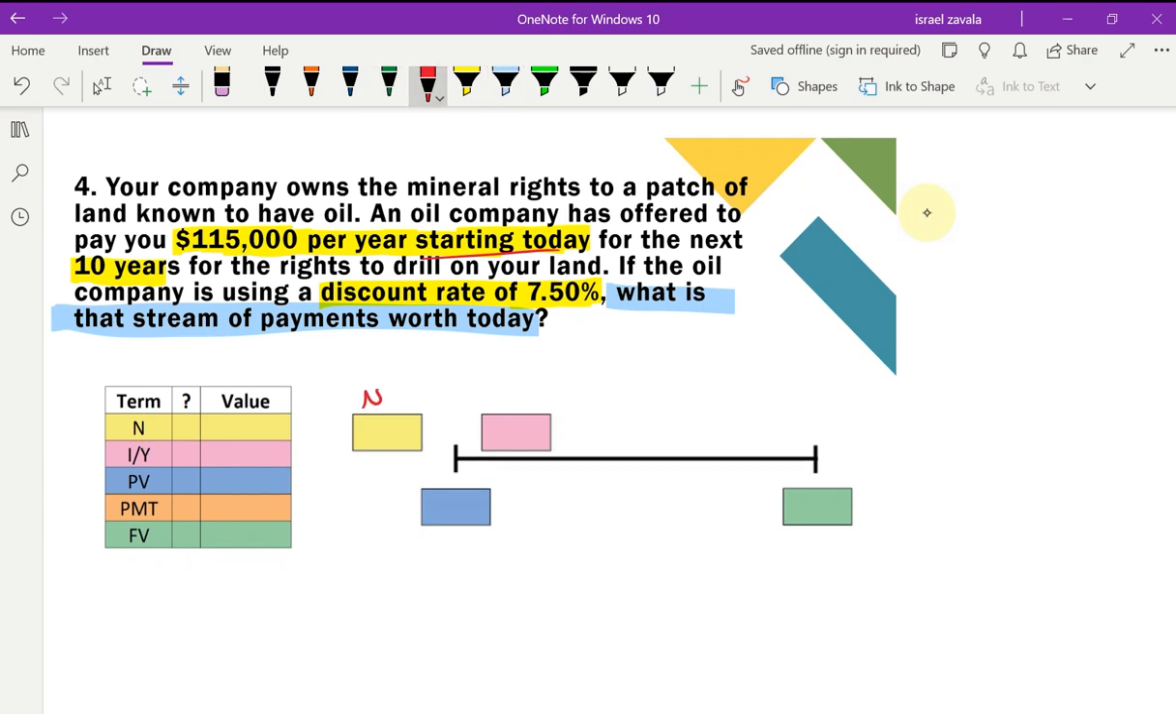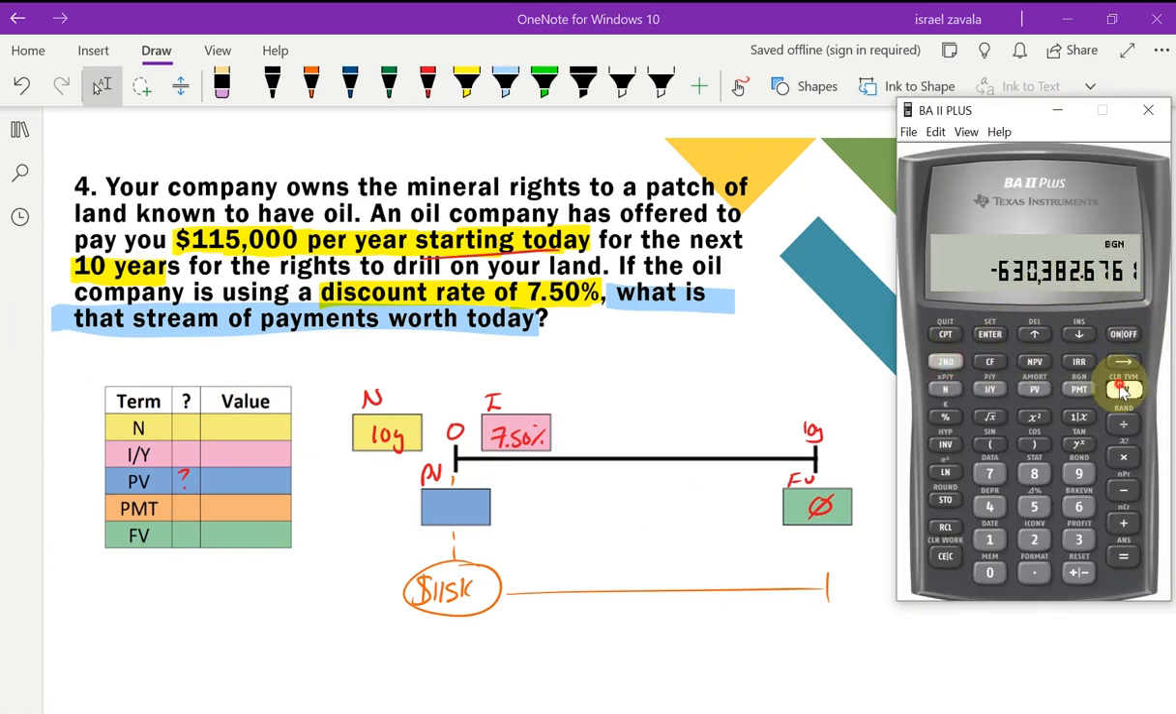So, how many years are we talking about? 10 years. The discount rate, or the interest rate, is 7.50. Present value is what we're looking for. Future value is 0. So what is my stream of payments? I have times 0. How many years? 10 years, right? So the stream of payments is $115,000 that they are paying me for 10 years, right? So what is it worth in today's dollars? What is the present value?